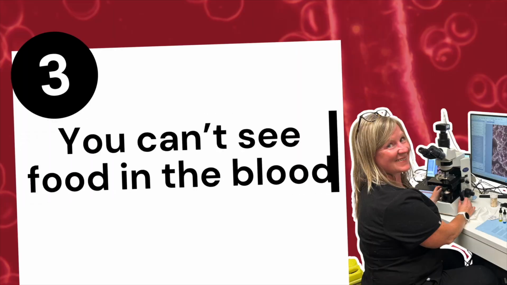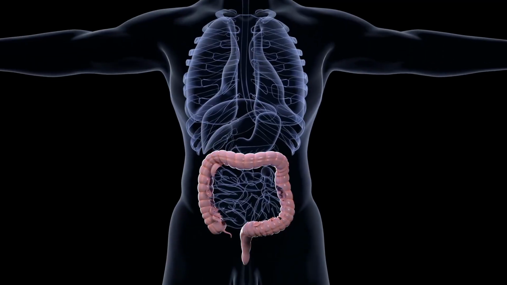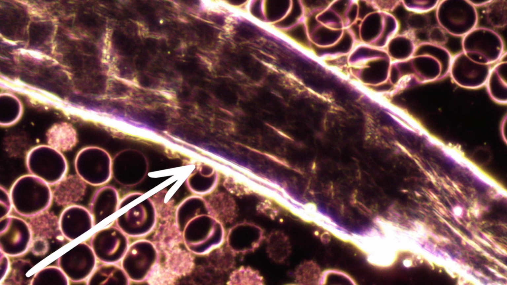Number 3, food can't be seen in the blood. Well, again, we have leaky gut. That big gut perforation has leakiness in it. And we see protein, we see fats, we see things that are leaking out of the gut. Even though we see food in the bloodstream, we also see it in the sample.